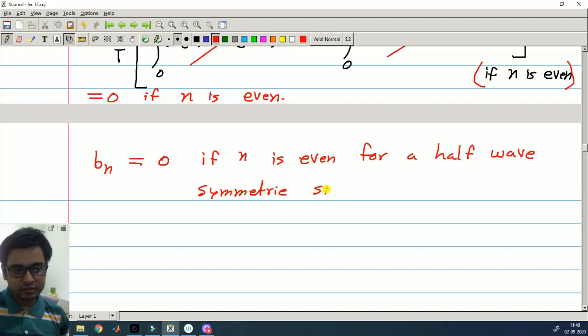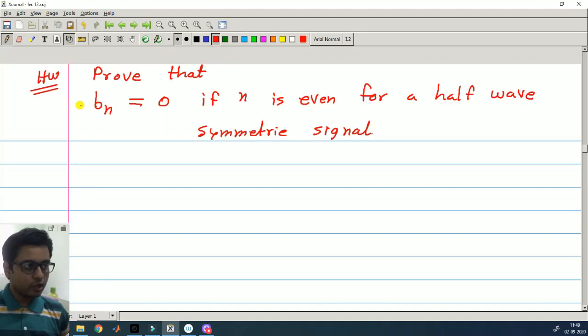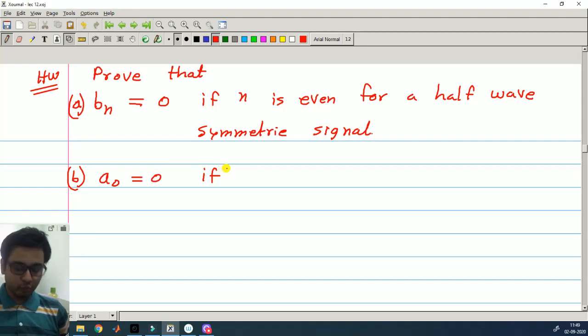Okay, so this is your homework. Prove this. Also prove that A0 is equal to 0 for a half wave symmetric signal. So these are your homeworks.